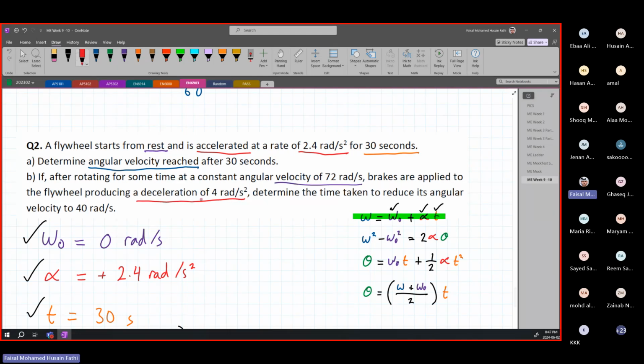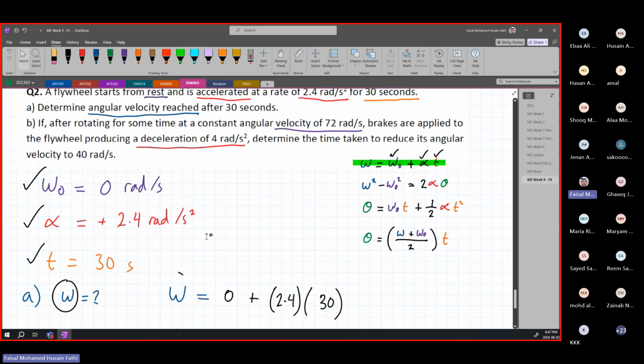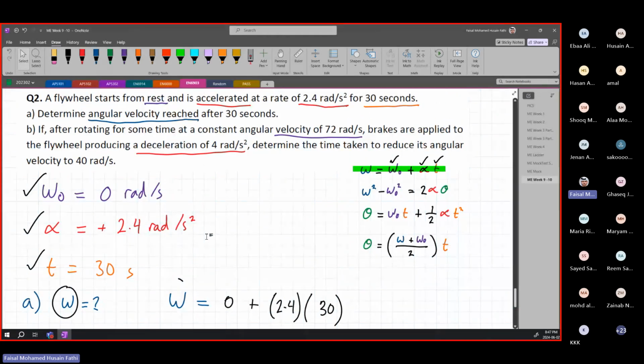Deceleration means we are talking about a negative value. Decelerating is the opposite of accelerating. So it's minus 4 radians per second squared. When we're talking about acceleration, we are increasing velocity, that means it's a positive value. When we're talking about deceleration, we are reducing velocity, meaning it's a negative value.